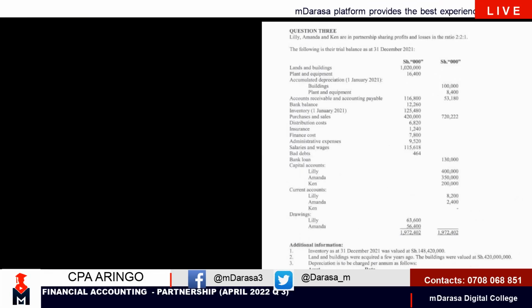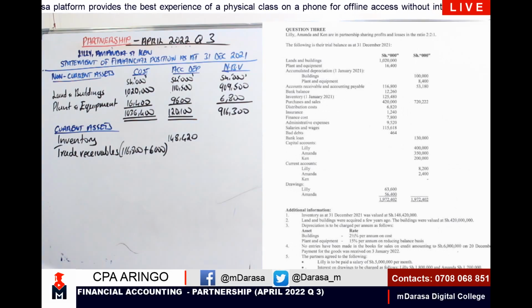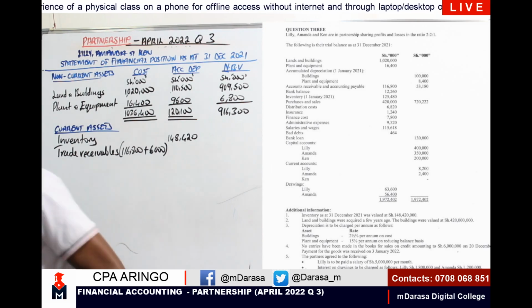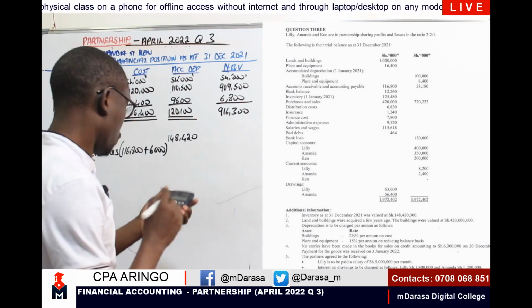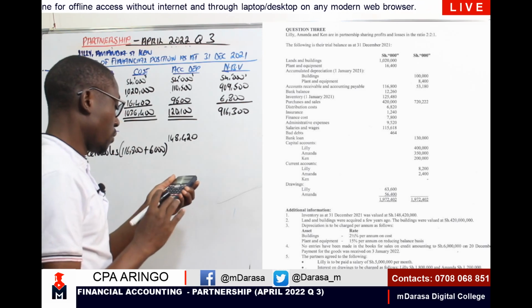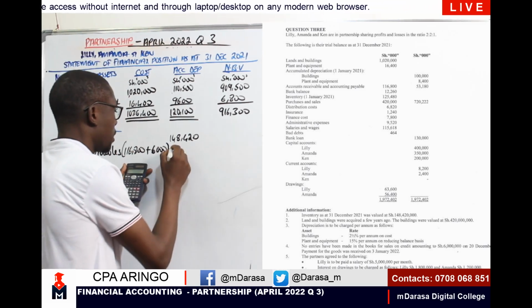So I'm adding it there directly because recall that we are told that figure initially was not recorded. So that's why we are adding it. I'm going to have a figure of how much? 116,800 plus 6,000 to give me a figure of 122,800.